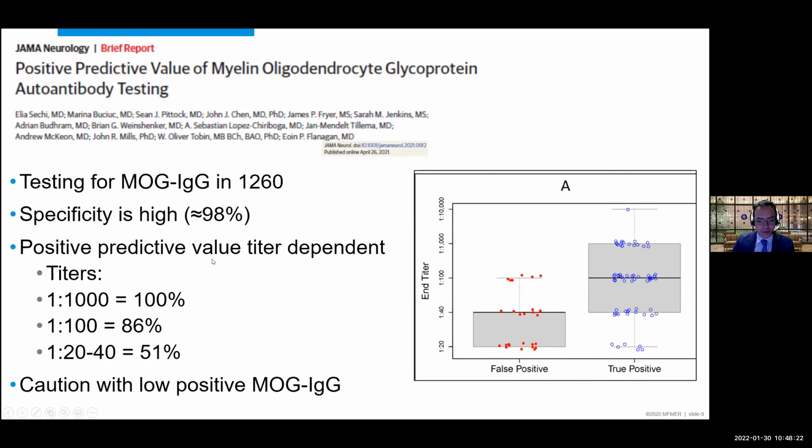But what we did in this study was we found that the positive predictive value was titer dependent. So if you had a very high titer of 1:1,000 in our laboratory, all of the patients had a typical MOG phenotype. On the other hand, if you had a borderline result at the 1:20 or 1:40, only 50% of those had MOG antibody-associated disease, and we saw in patients with multiple sclerosis or other neurologic conditions, we could sometimes see some low positive MOG antibody binding. So this is something important for people to recognize.